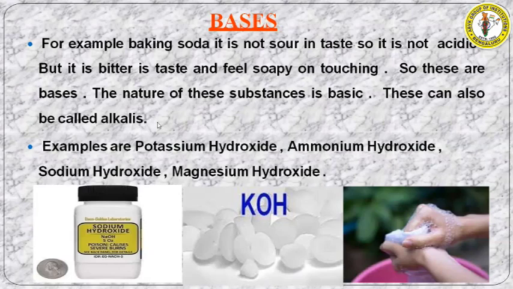Examples of bases are potassium hydroxide, ammonium hydroxide, calcium hydroxide, sodium hydroxide, and magnesium hydroxide. How can you identify bases? Whatever chemical substances end with OH, or hydroxide, are considered bases. The main point to understand is that bases are bitter in taste and soapy to touch, whereas acids are sour in taste.